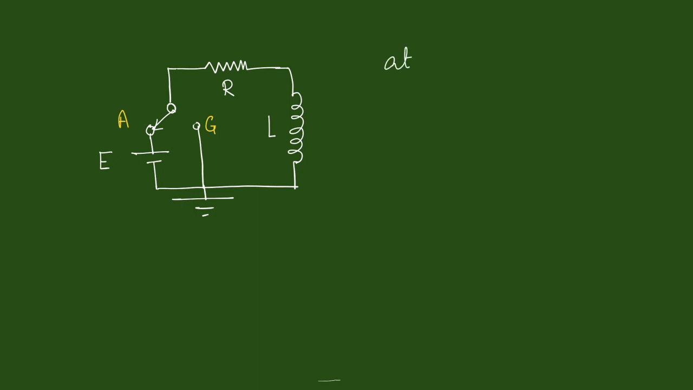At time t equal to 0, we shift this switch from point G to point A. With this, we expect the current to start flowing in the circuit in a direction shown over here. We expect this current to be equal to E upon R as inductive reactance is going to be 0. But the inductor will develop back EMF across it, opposing this change in current from 0 to a sudden new value. The back EMF developed will have a polarity as shown over here.